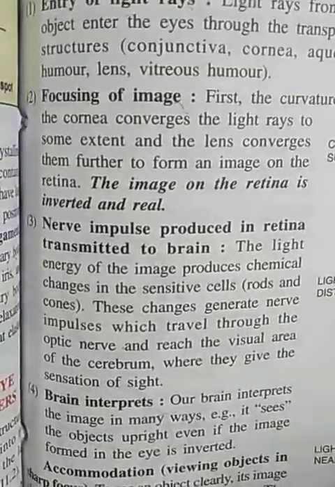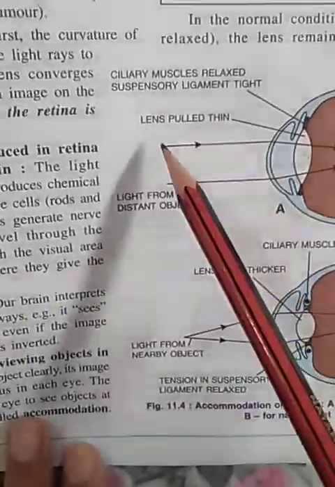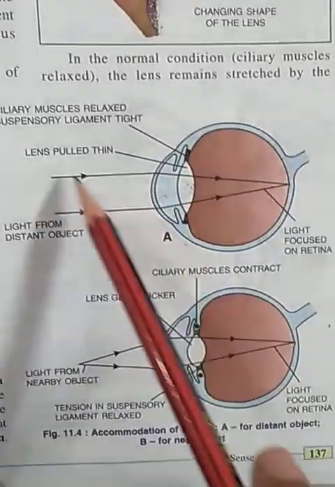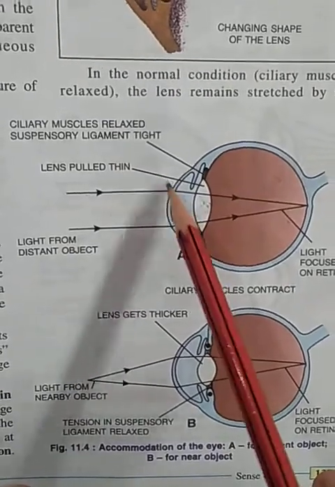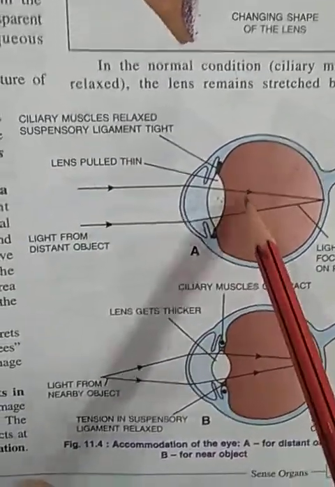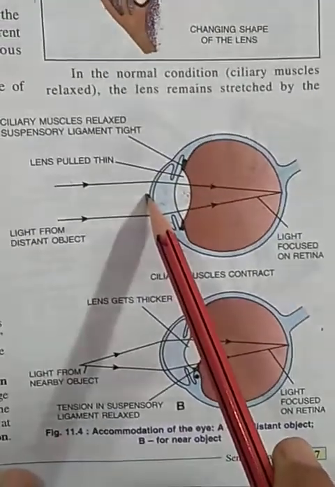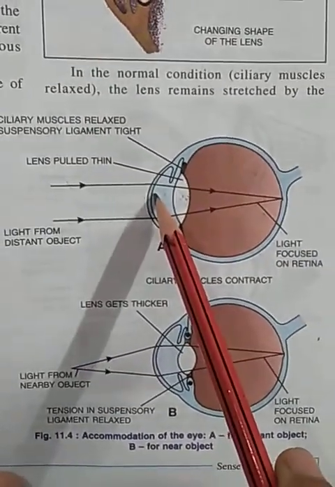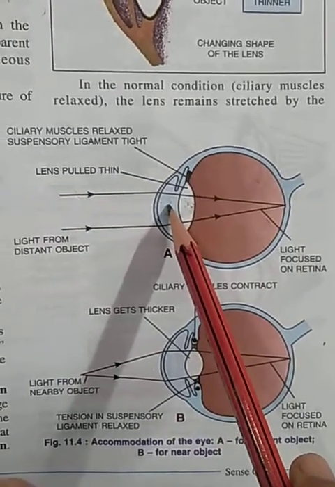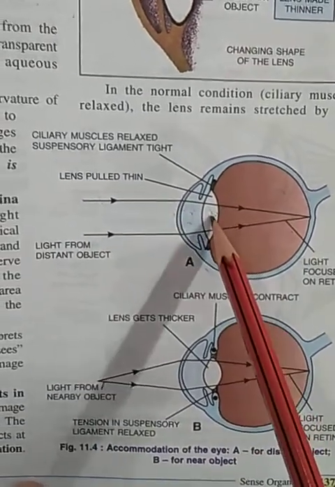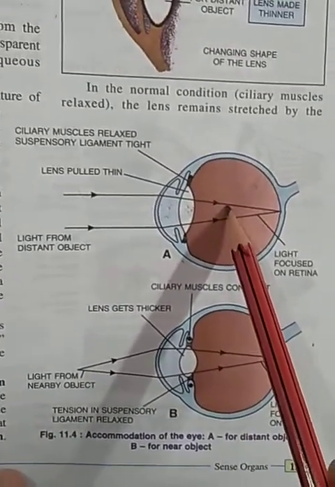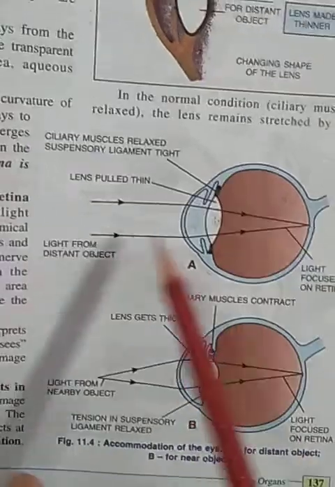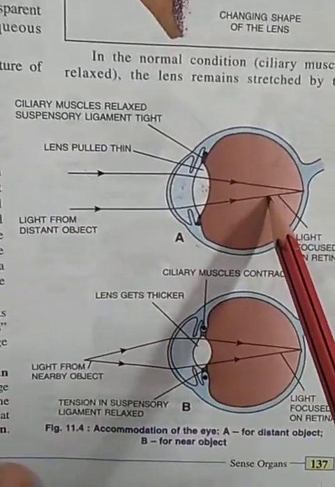Now students, you can see here first the light rays. In this diagram you can see the light rays from the outside enter our eyes through the transparent structures. Which are these transparent structures? First is the conjunctiva, second is the cornea, third is the aqueous chamber or aqueous humor, and fourth is the lens, and after that there is the vitreous humor. So the light rays enter through all these structures.